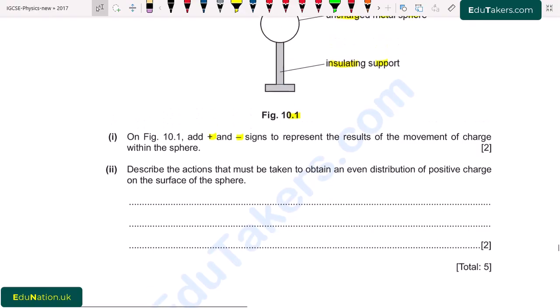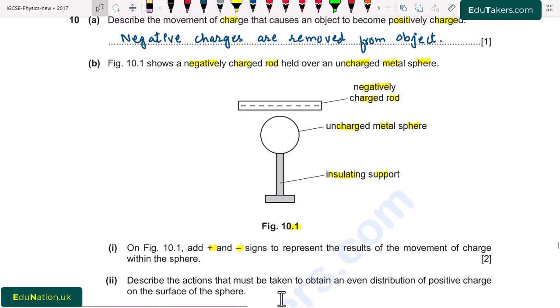the sphere. So going back here, we know that same charges repel each other while the opposite charges attract each other. I write here, same charges repel while opposite charges attract.